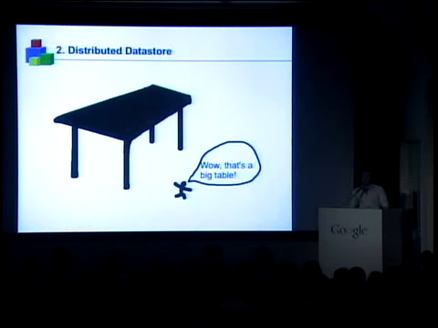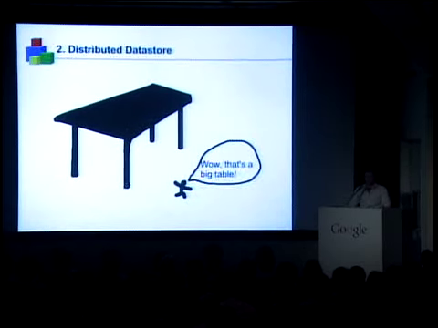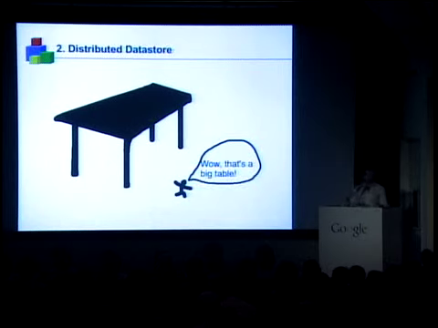The next part, and maybe the most important part, is the distributed data store. So the distributed data store is actually a database that is designed to live on many thousands of disks across many machines. And so for that reason, it's different from SQL databases, which a lot of web developers are used to.